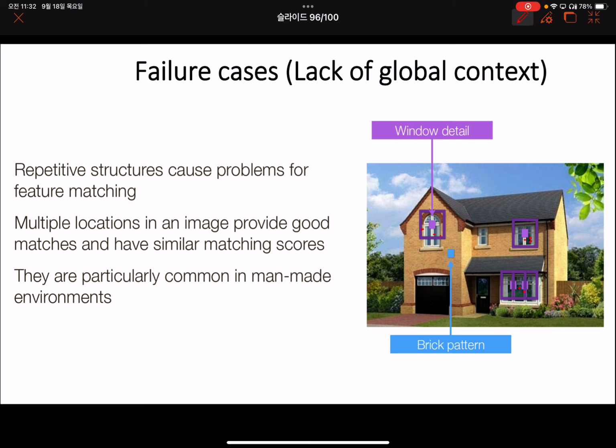And similar patterns, like a brick pattern that is similar across the entire region of the house, could also cause failed correspondences. That is obvious, because it is only based on local patches. These days, we have lots of advanced data-driven, learning-based systems that consider global context when matching. But at that time, we only saw local patches, and that is an inherent limitation of local matching.